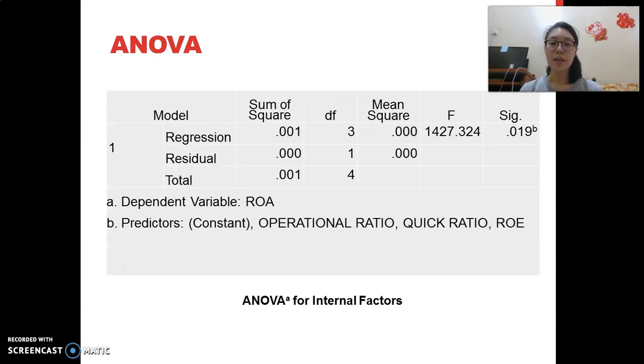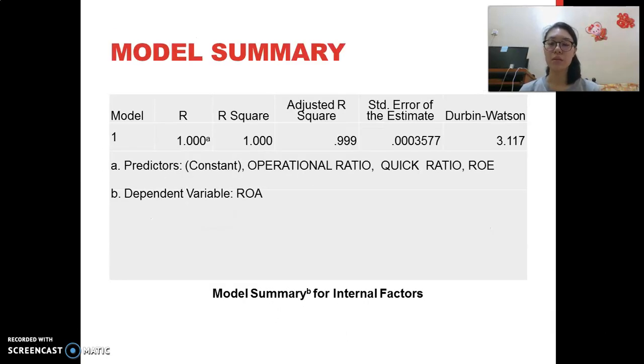Next is ANOVA. The significance p-value is 0.019. This table explains the 99.9% adjusted R-square and its effect, the model summary of the independent and internal factors.